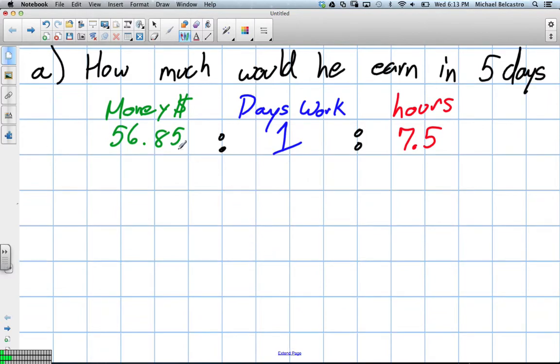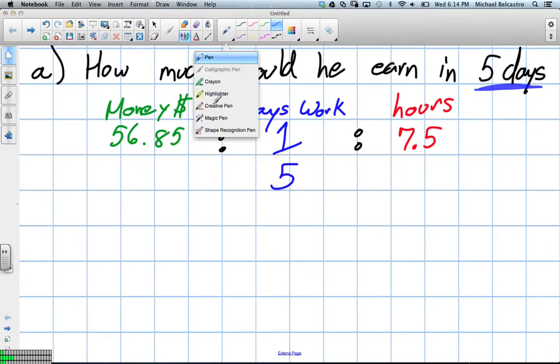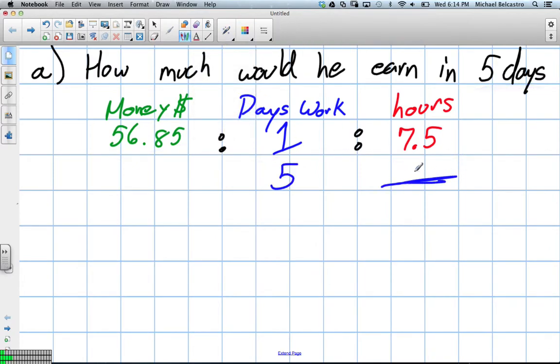We'll rewrite the same thing as fractions. It'd be hard to write 3 fractions on top of each other, so we write it as a ratio like this. Now the question wants to know how much will you earn in 5 days? Days falls in our middle one here. The hours drop off, we don't need to fill anything out there. But we do want to know how much he earns. That's what the question is asking.